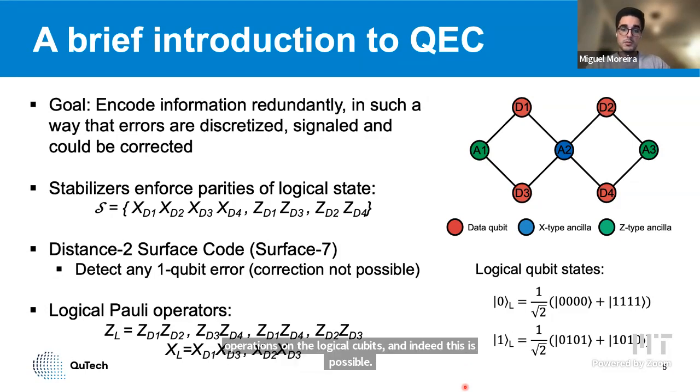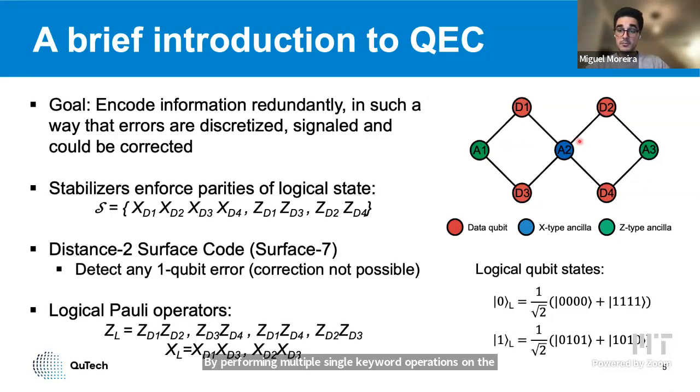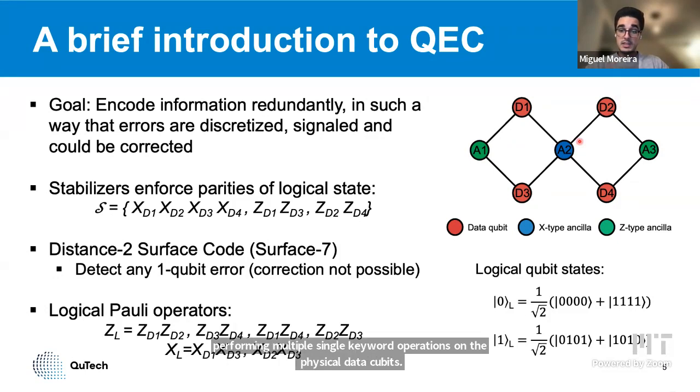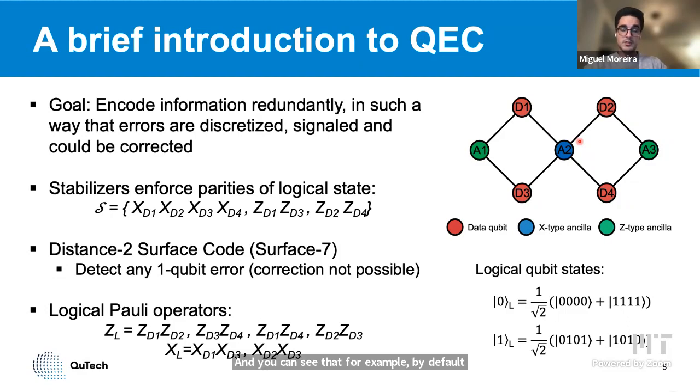By performing multiple single qubit operations on the physical data qubits, you can see that, for example, by performing multiple individual operations, you can combine them into a logical operation. So for example, Z operations on the first and third qubits in this example would change state 0 into state 1. And therefore, we can control this logical qubit just like any other qubit.